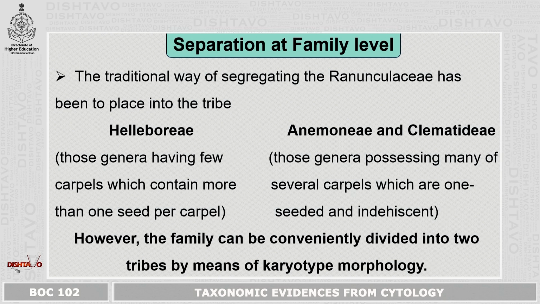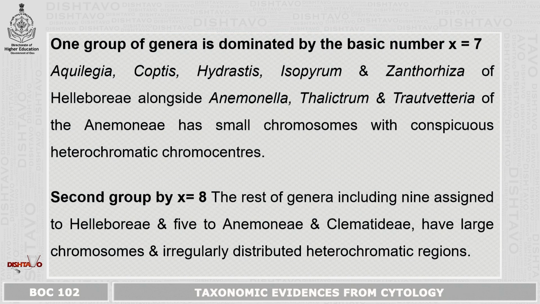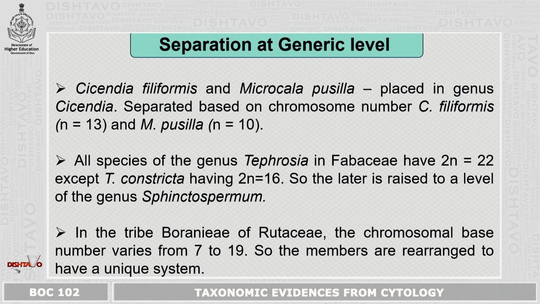However, the family has been conveniently divided into two tribes by means of the karyotype morphology. Now, two groups have been made. One group of genera is dominated by basic chromosome number X is equal to 7, whereas the second group by X is equal to 8. The X is equal to 7 group have small chromosomes with conspicuous heterochromatic chromocenters, whereas the second group with X is equal to 8 have large chromosomes and irregularly distributed heterochromatic regions.